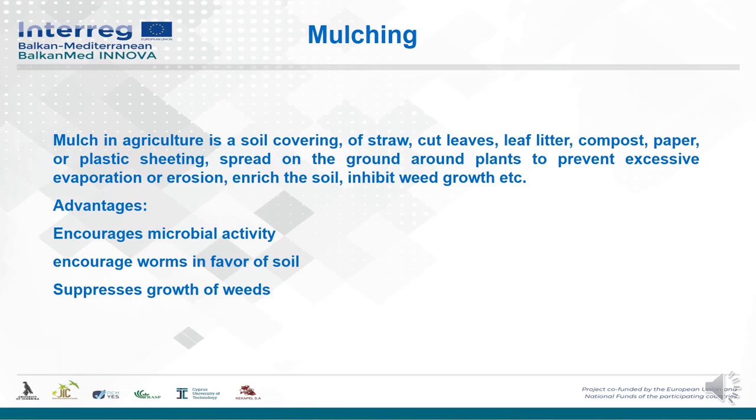Mulching. What is mulching? Mulching, in fact, is another agricultural practice, an important one, especially used in organic farms, covering the soil with straw, cut leaves, leaf litter, compost, paper, or plastic sheeting, which are spread on the ground around plants to prevent excessive evaporation or erosion, and meantime enriches the soil, inhibits weeds and erosion.